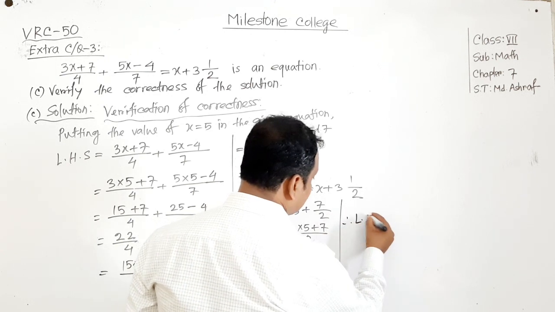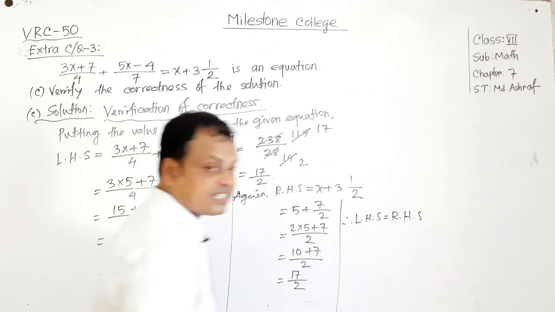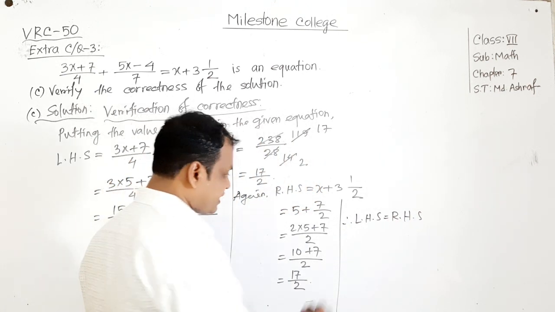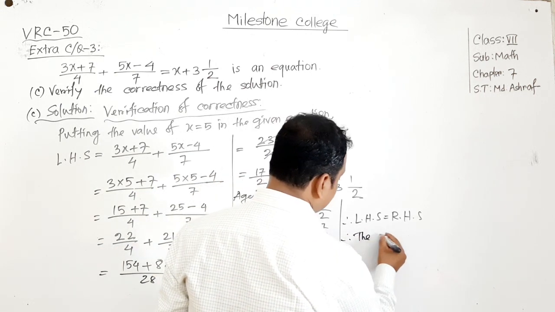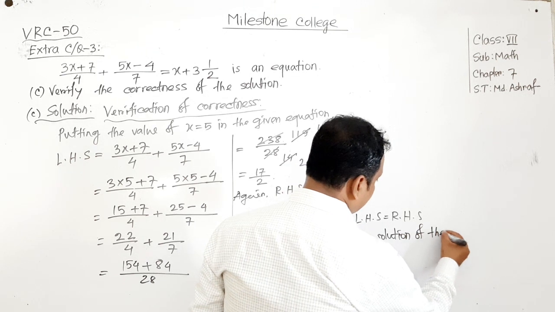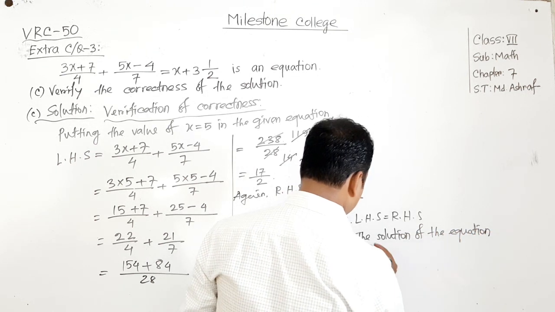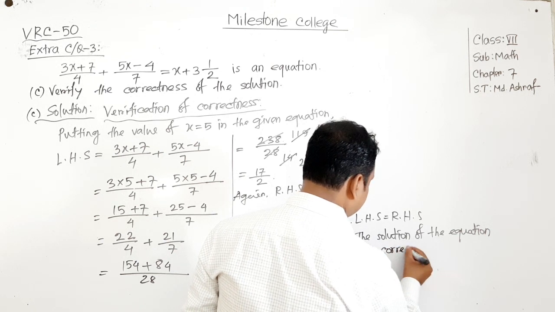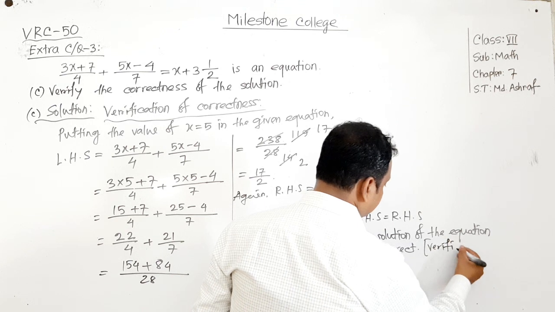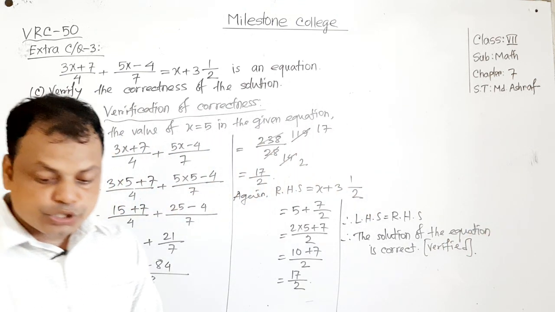Therefore left hand side equals right hand side. So we can tell that the solution of the equation is correct, and it's verified. So this is the answer. Hope that all of you have understood this part.